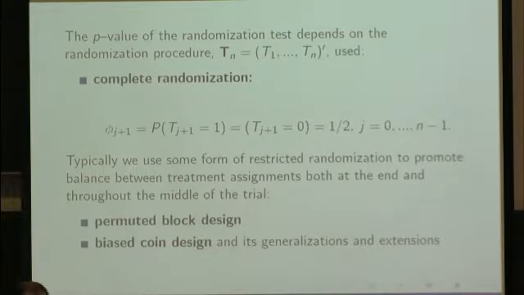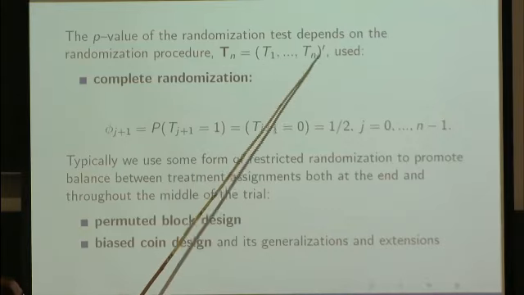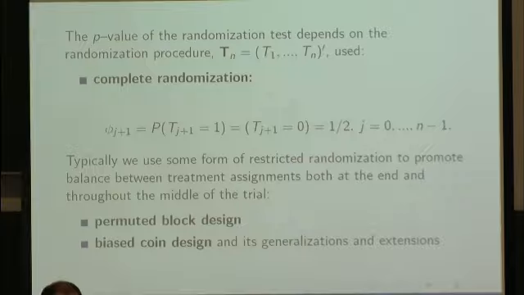So the p-value of the randomization test would depend on the particular randomization procedure used, and I'm going to call that T1 through Tn. So this is a randomization sequence, T1 through Tn, which are usually just ones or zeros for treatment A or treatment B. Now you could just flip a fair coin, in which case they're all equiprobable, or you could use some blocking scheme, or you could use something more sophisticated like the bias coin design and its generalizations and extensions. The example I'm going to use, although this methodology applies to any kind of restricted randomization, is the Efron's bias coin design.